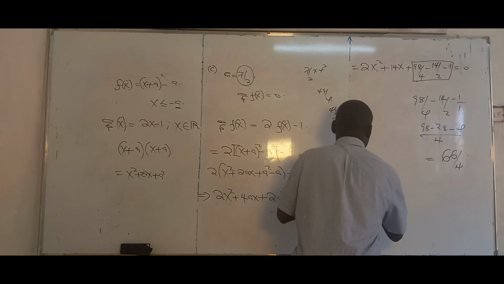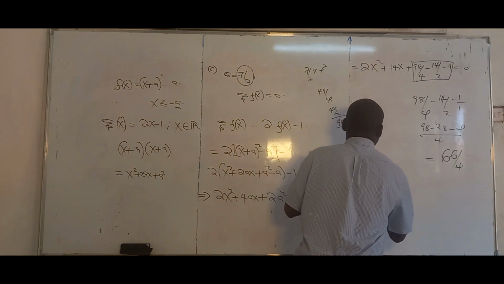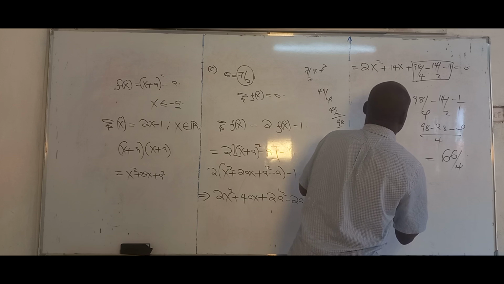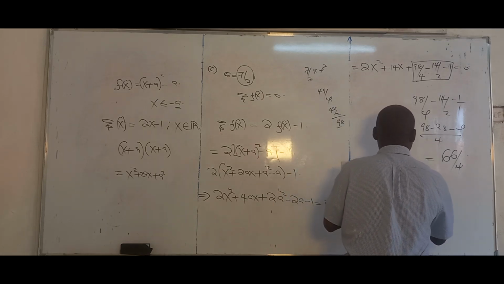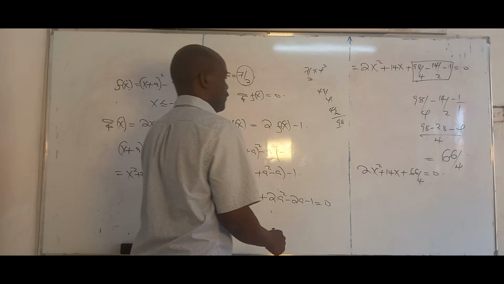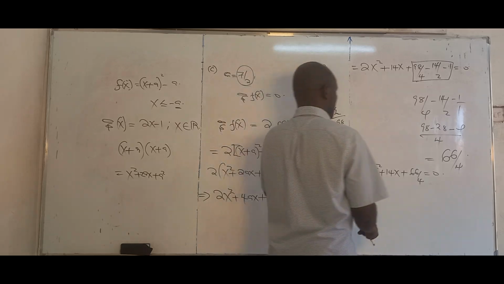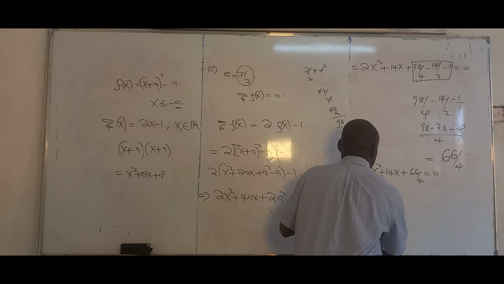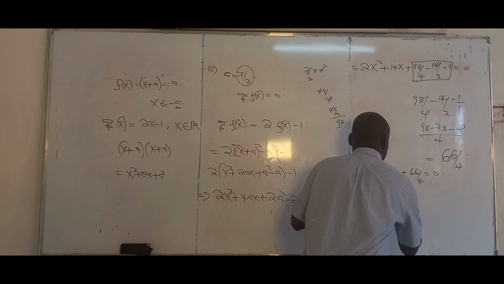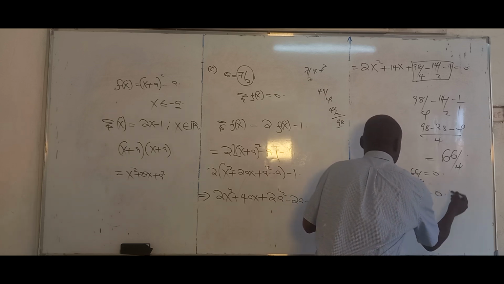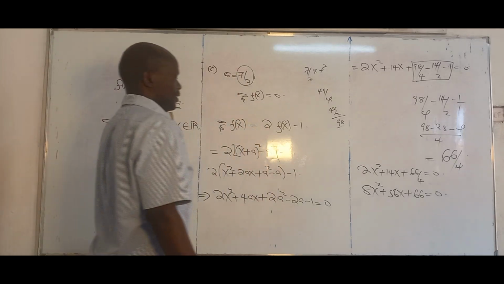And you see, so we have 2x squared plus 14x plus 66 over 4 is equal to 0. I want to multiply every term by 4. If I do that, then I'll be having 8x squared plus 56x plus 66 is equal to 0.